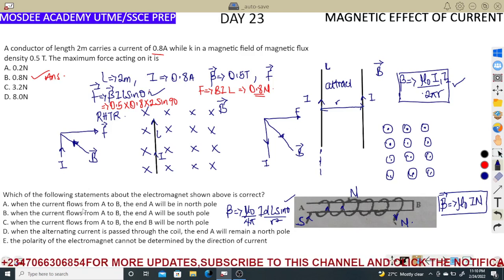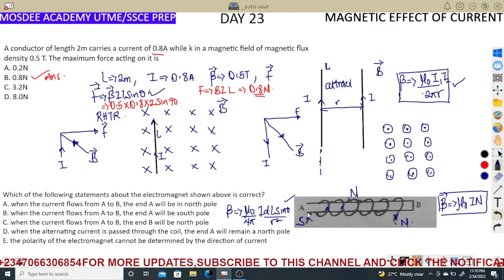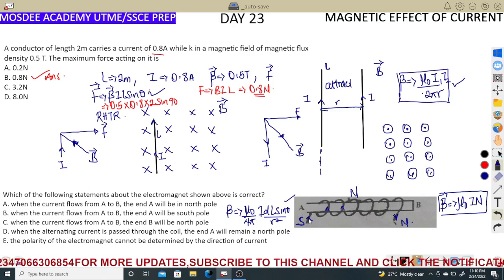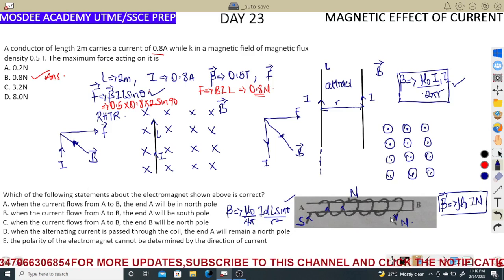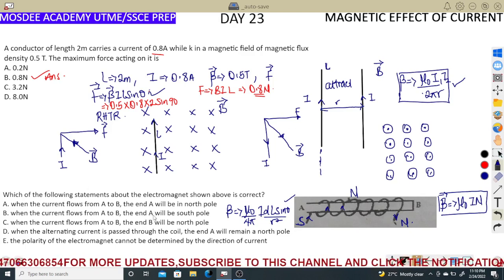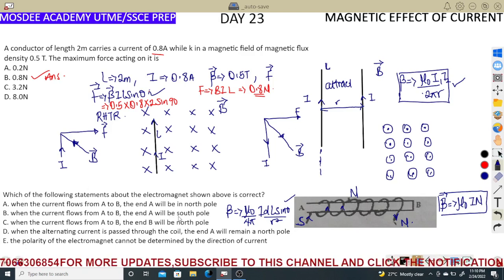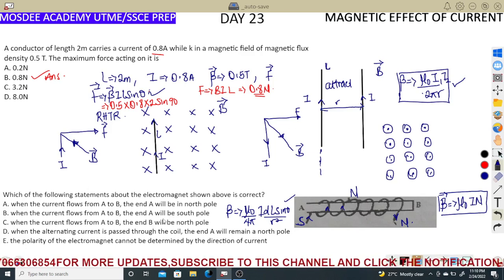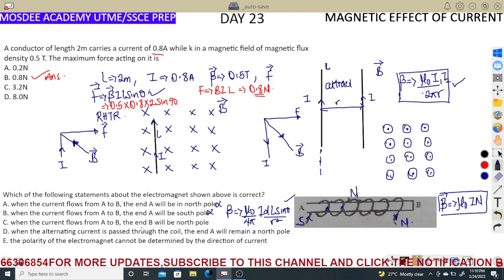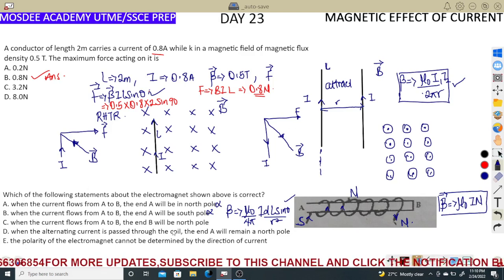Now, when the current flows from A to B, A will be the north pole? It's not correct. A is the south pole. These are short questions. From my explanation, with current from A to B, the end A will be the south pole. What about B? This is also incomplete. When current flows from A to B, the end B will be the north pole.